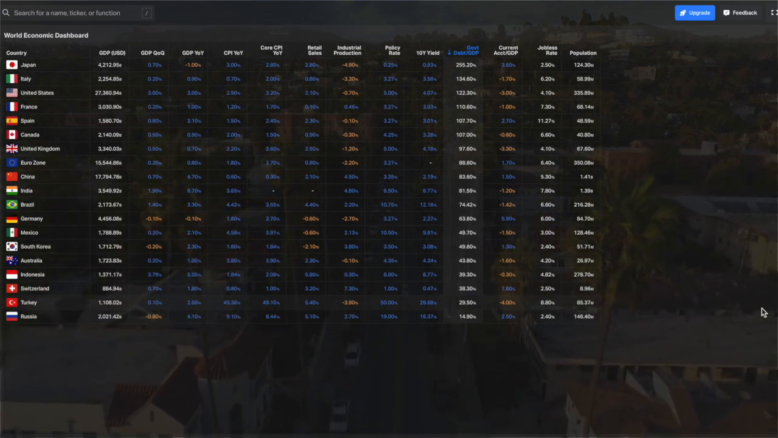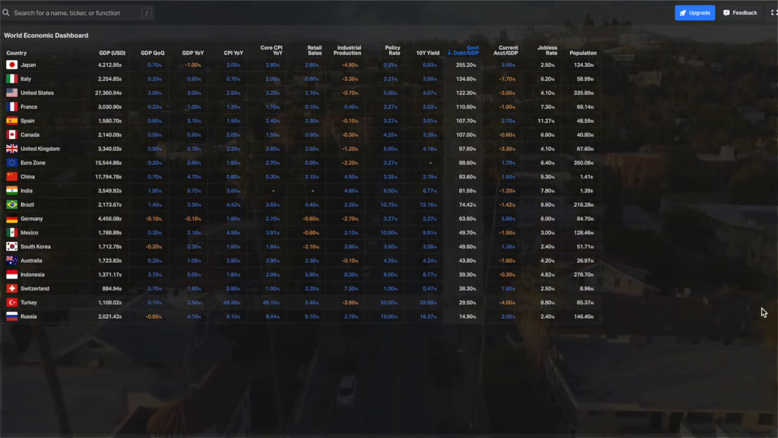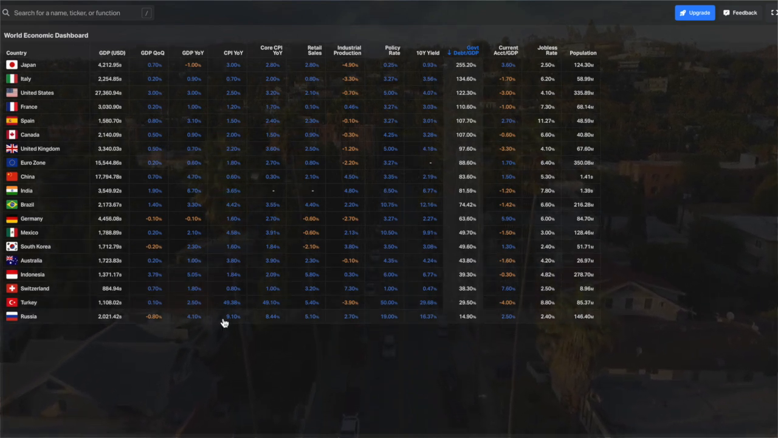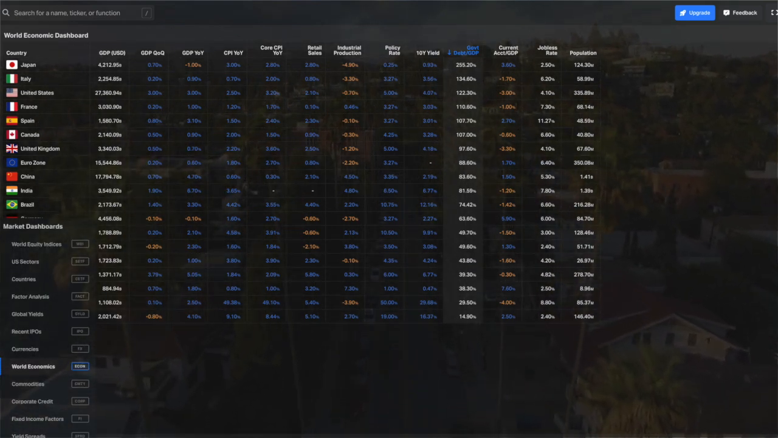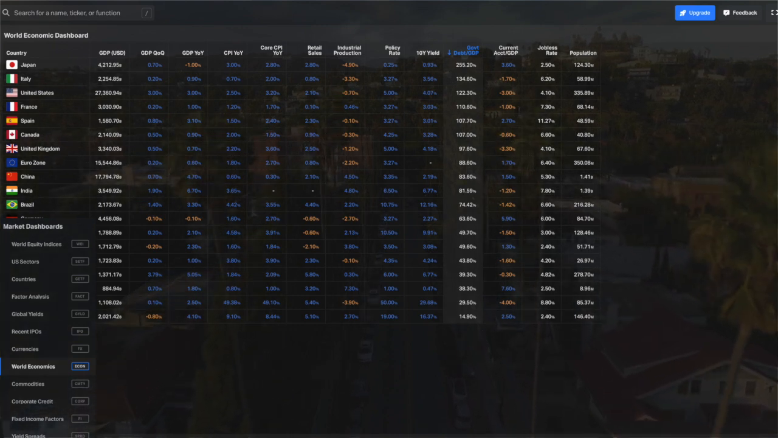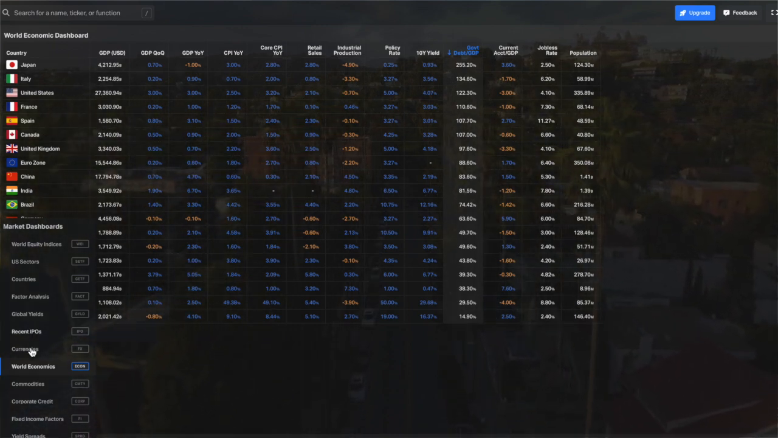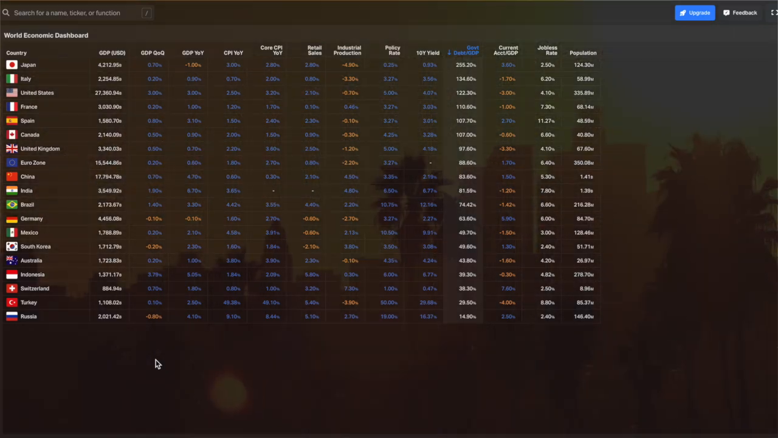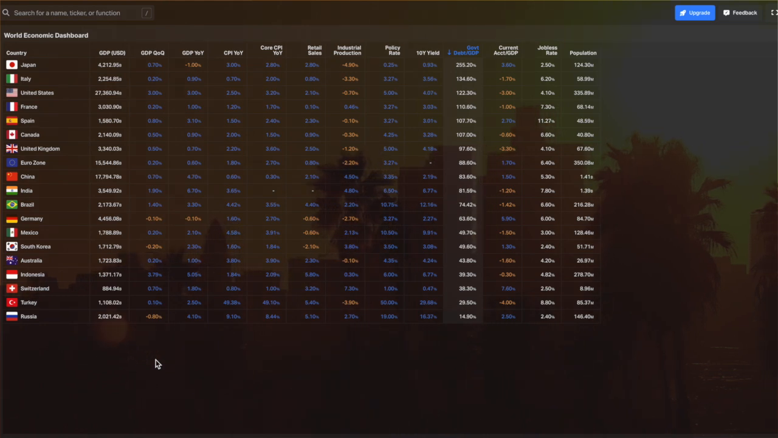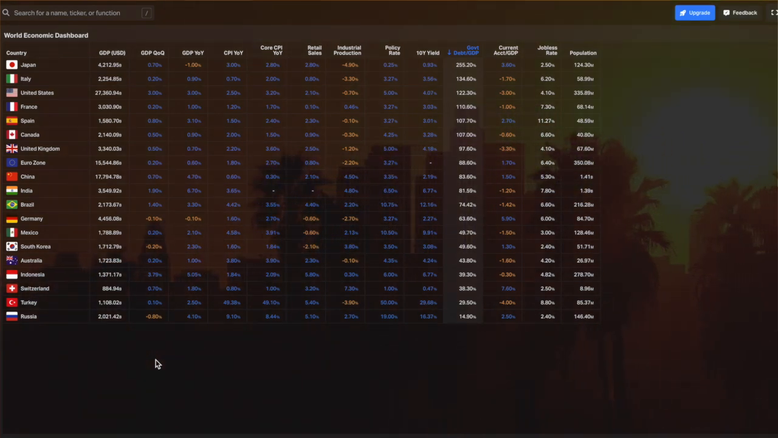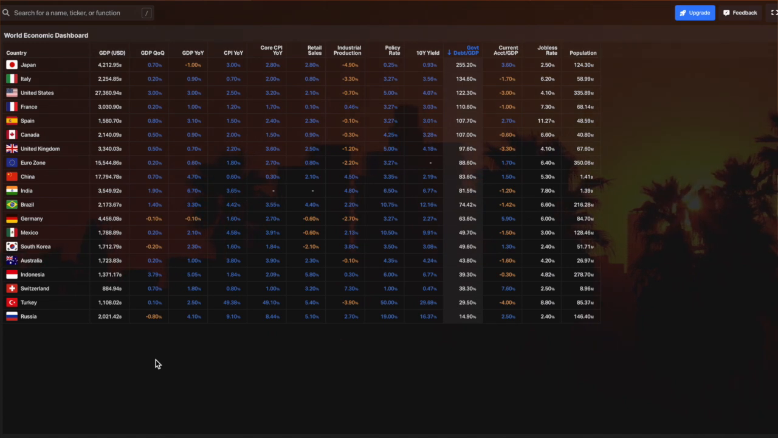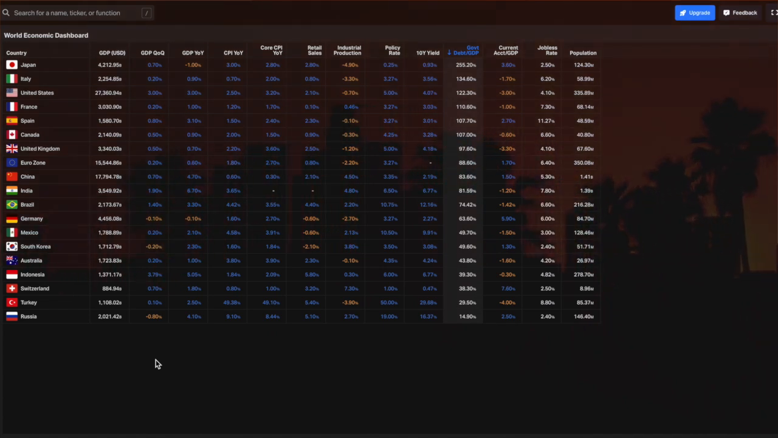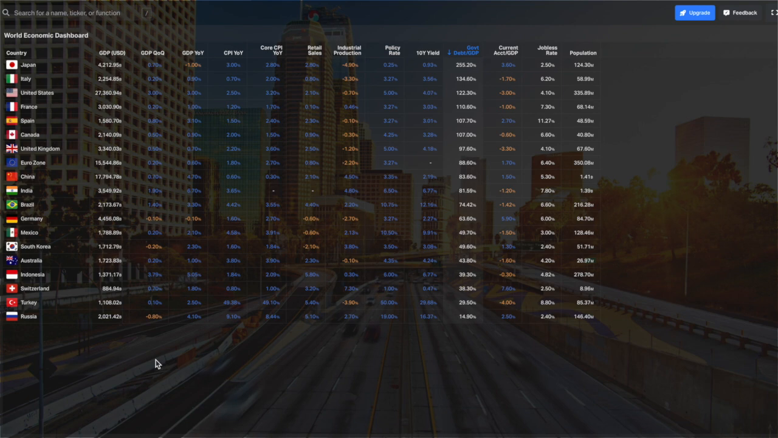This tab is called the World Economic Dashboard, and you can find it on the left menu in the market dashboards of Koyfin. It's called World Economics, and it's pretty simple. Actually, it's the most simple. I don't know if it was done intentionally or not to keep it that simple, because they could definitely have gone a lot deeper, especially considering all the economic data you can find on Koyfin.